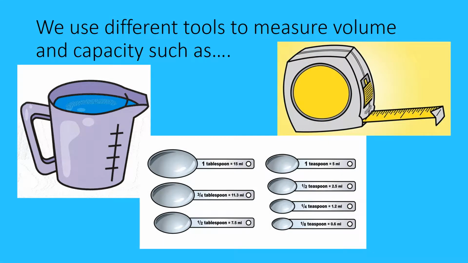Tools to measure volume and capacity include a measuring tape to measure the length of something, a tablespoon or teaspoon, like if you're baking, and a measuring jug.